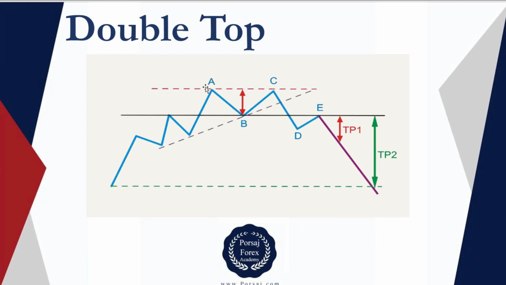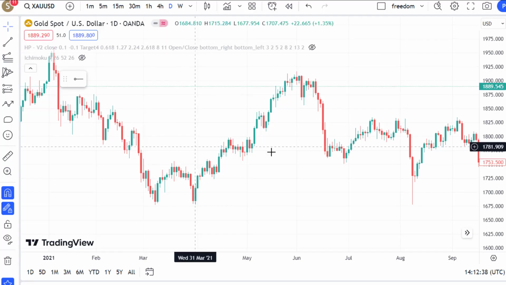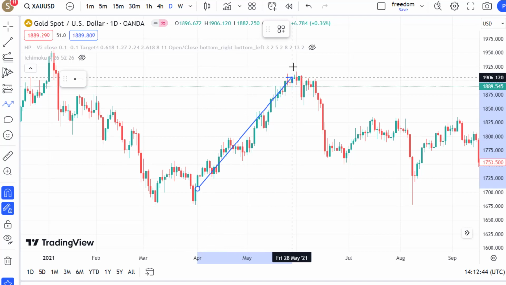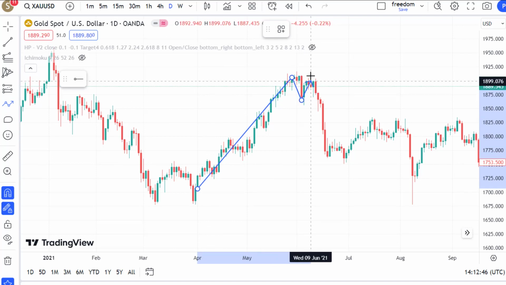Double top pattern. The double top pattern forms after an uptrend and consists of two peaks, high points, that are roughly at the same level, separated by a trough, low point, between them. The peaks create a resistance level that the price fails to break through on the second attempt.